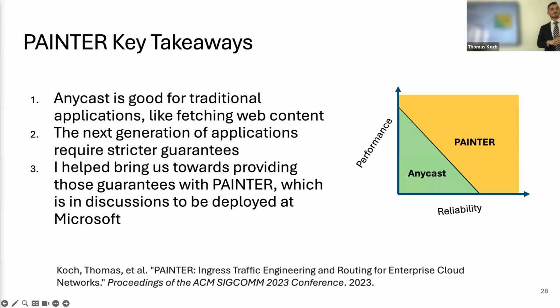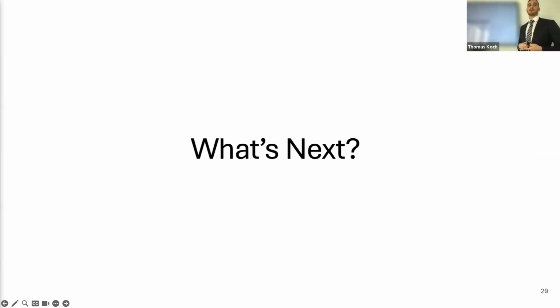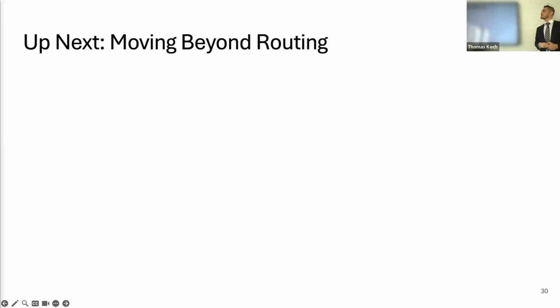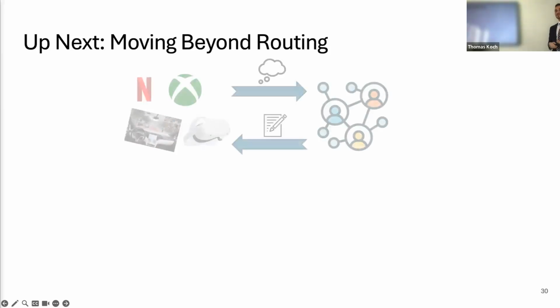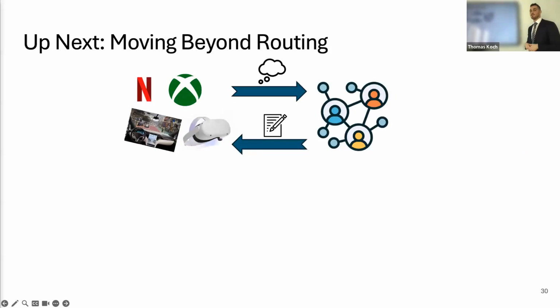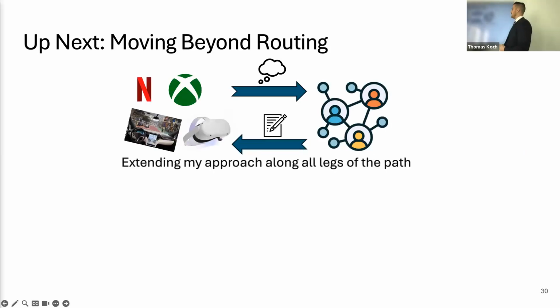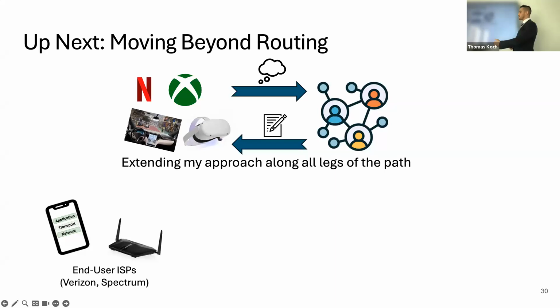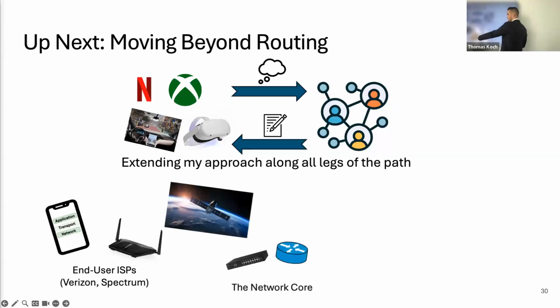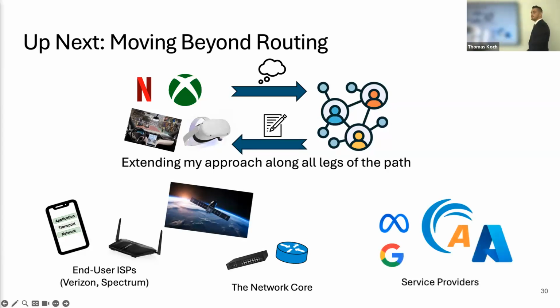So that's a little bit about the routing work I've done, the research that I've done. Let me talk to you about what I'd like to bring to Barnard. On a high level, it involves moving beyond routing, but with the same approach and the same high-level goal of enabling next-generation applications, but extending my approach along all legs of the hypothetical path. So I'm talking all legs of the path from the user's phone to their ISP, into the network core, and even more problems to solve in the service provider's network.